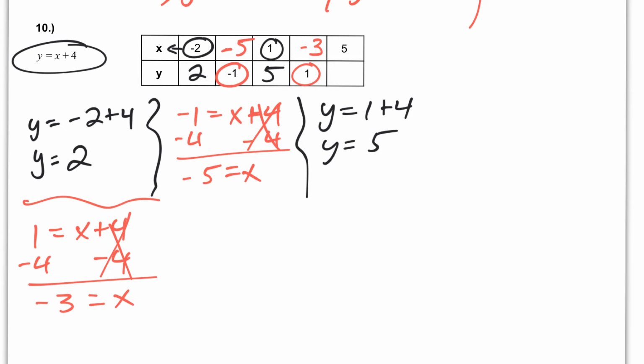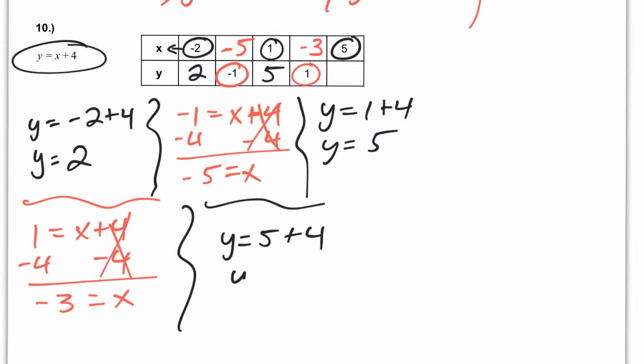And lastly here, we're going to plug in 5 for x. So when we do that, we get y is equal to 5 plus 4. 5 plus 4 gives us y is equal to 9. Okay, so when you're working with tables, it works both ways. That's important to know. You can plug in values for x to find missing values for y, or you can do the reverse. You can plug in values for y to find the missing value of x.